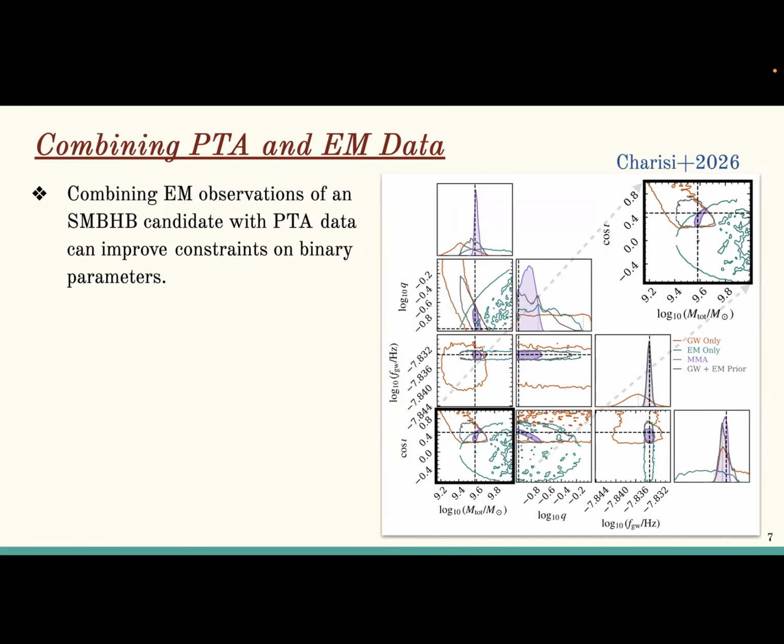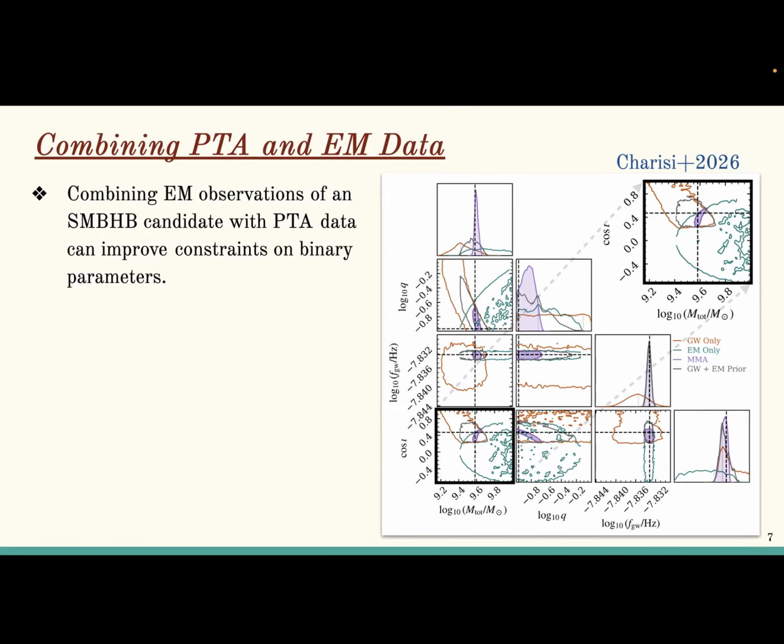Again, in this corner plot, there are different binary parameters like total mass, mass ratio, frequency of the gravitational wave, and this is the inclination angle. If you look at the different curves, for example, let's look at the mass. The orange curve here is the constraint on the mass only from the gravitational wave data or PTA data, and this green line is the constraint on the mass only from the EM data. When we combine both of them together using multi-messenger data, this purple is the distribution of the mass. As you can see here, this is true for all the other parameters.